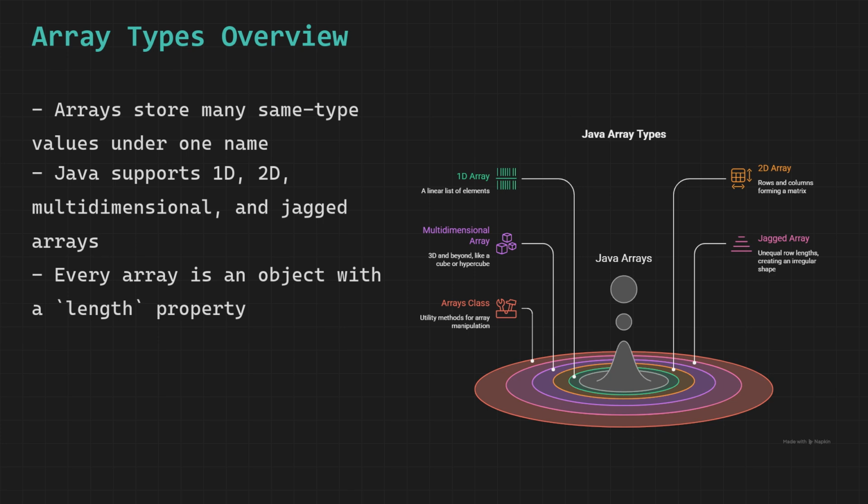Looking at the diagram, the Java array family is divided into clear categories. One-dimensional arrays are simple linear lists, like a single row of boxes. Two-dimensional arrays are like a table with rows and columns. Multidimensional arrays extend this to 3 dimensions and beyond. Jagged arrays are special two-dimensional arrays where each row can have a different number of columns. And the Arrays utility class provides ready-made methods to sort, search, and manipulate arrays.